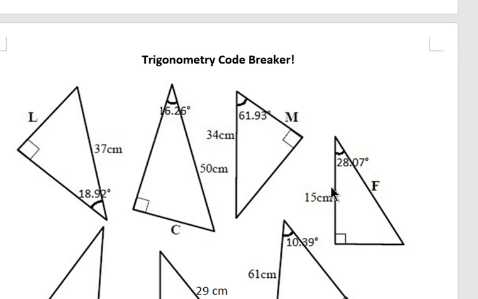So the answer is going to be 15 divided by, because we're trying to find a long side, divided by cos, because 15 is close to the angle. 15 divided by cos 28.07. Press equals and you'll get your answer for F.